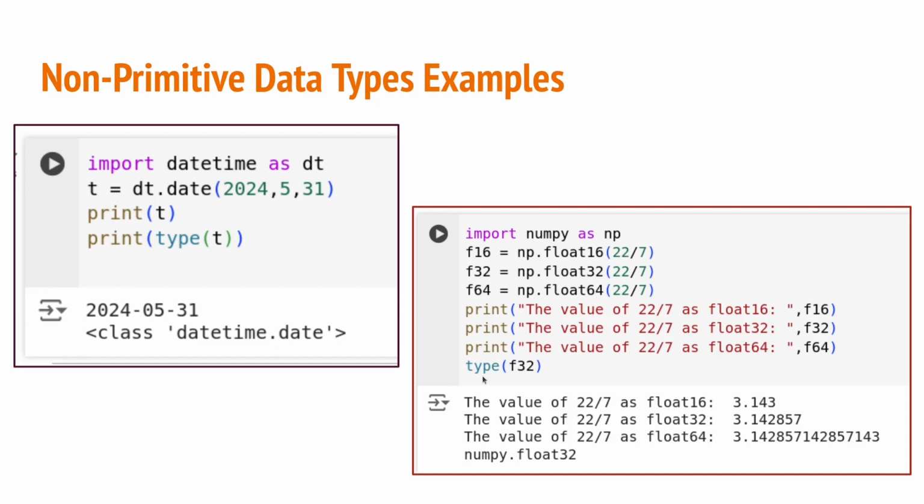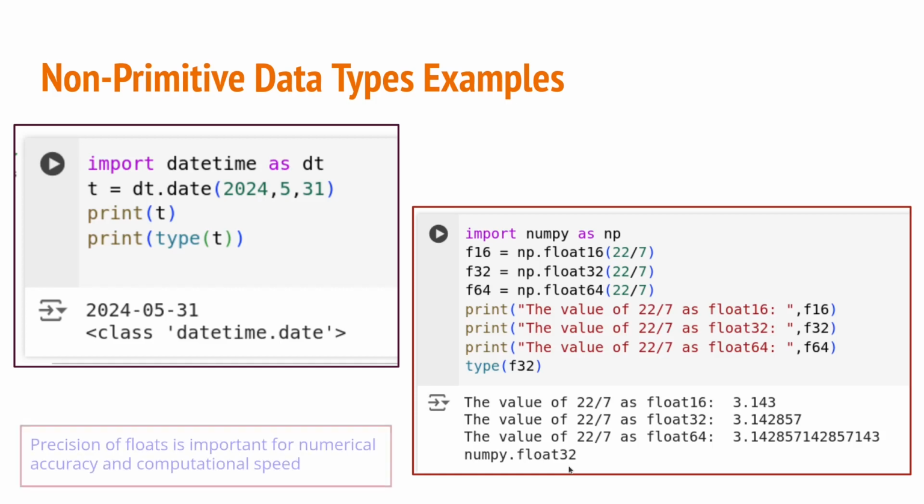So these are all various non-primitive data types specific to NumPy. For example, if I were to say type F32, it tells me that it's of the NumPy float32 class. Okay. Couple of things to keep in mind.